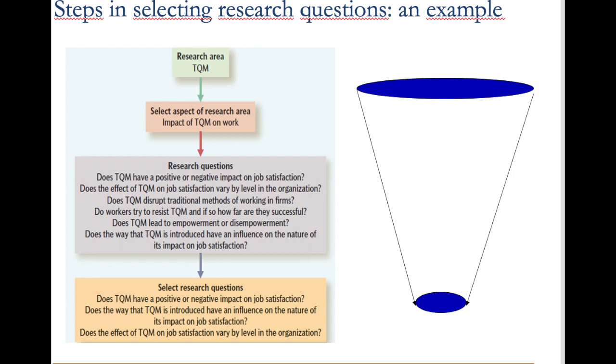Does the effect of TQM on job satisfaction vary by level in the organization, from the workers to the employees or to the managers? Does TQM disrupt traditional methods of working in firms? Do workers try to resist total quality management, and if so, how are they successful? Does total quality management lead to empowerment or disempowerment? And finally, you will select one or several sub-research questions. For example, does total quality management have a positive or negative impact on job satisfaction? And does the effect of total quality management on job satisfaction vary by level in the organization?